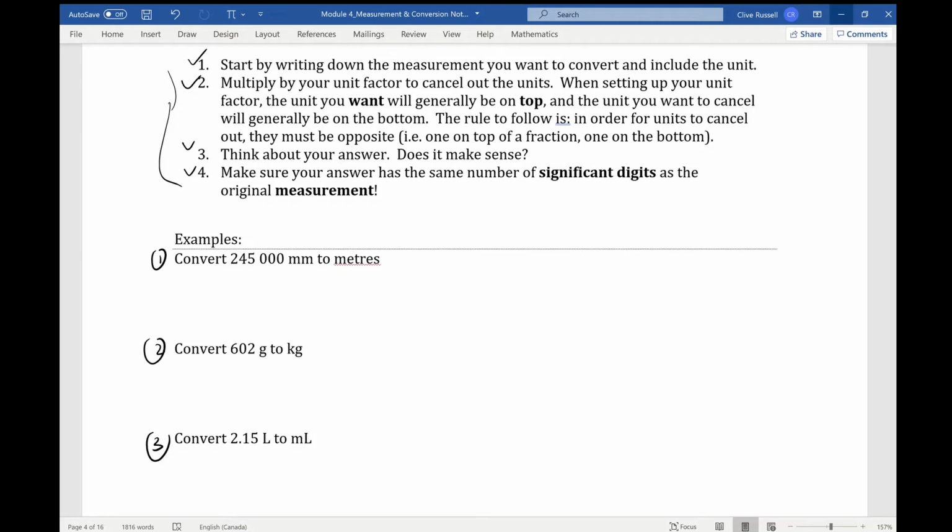So if you go to your chart and you do what we did earlier, you will see that we have 1,000 millimeters. That's giving us 1 meter. From this, we could get two unit factors as we just did. We could write 1,000 millimeters over 1 meter. It's the same as 1 meter over 1,000 millimeter.